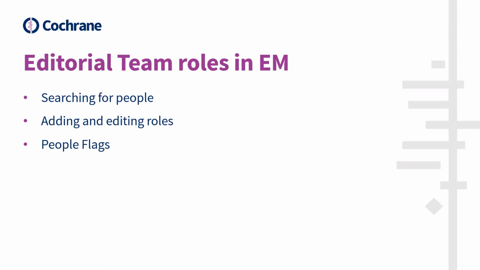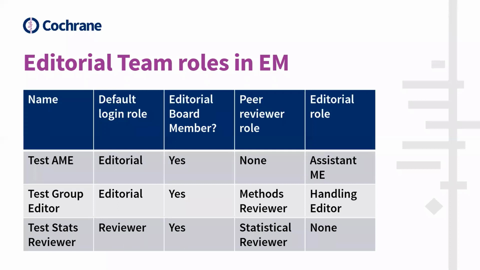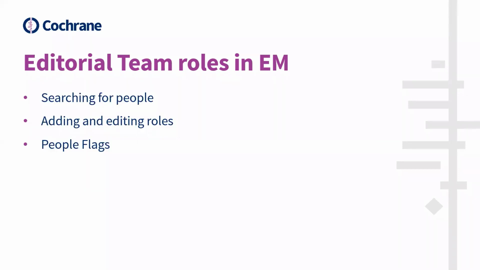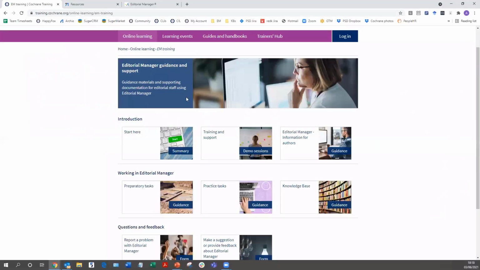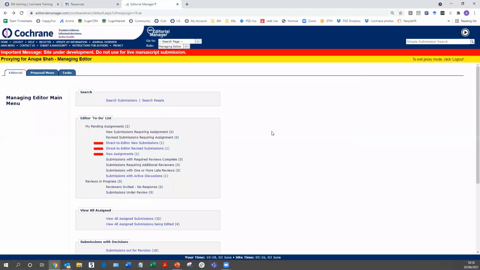It's a useful one. So we're going to jump into the training server now and have a look at searching for a person, adding and editing roles, and adding a people flag. I'm going to use the examples of those 3 people that I had earlier. So let me just pull up the training site. I'm proxying as a managing editor here to show what you would see if you were doing this.